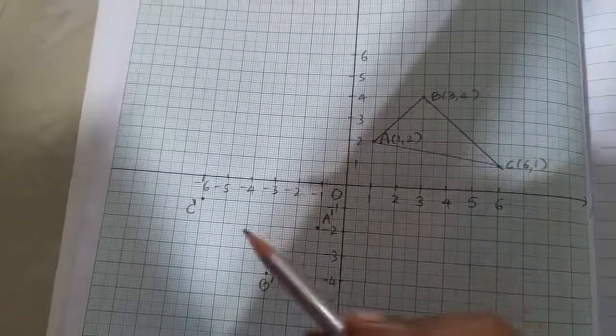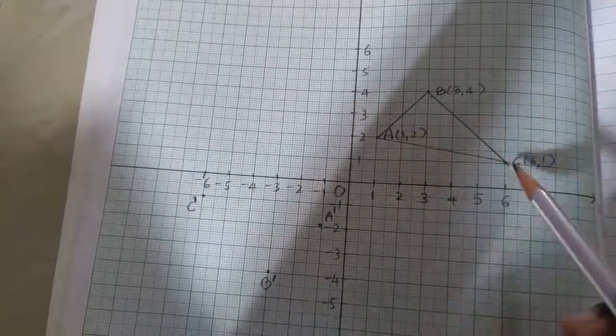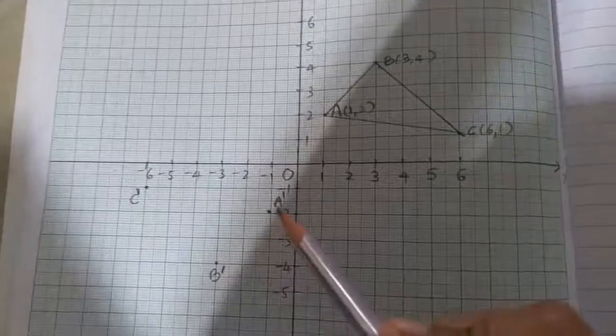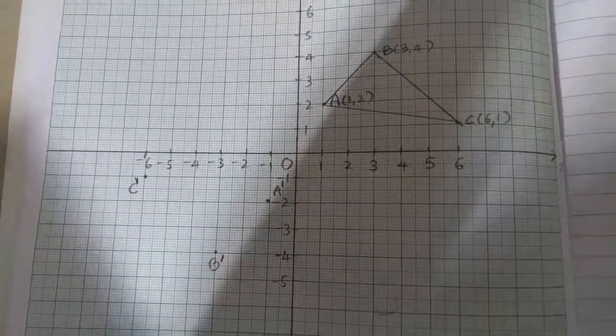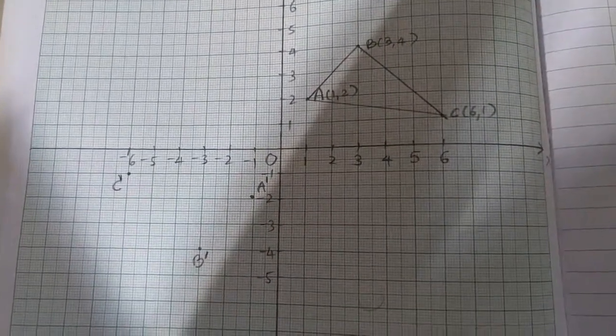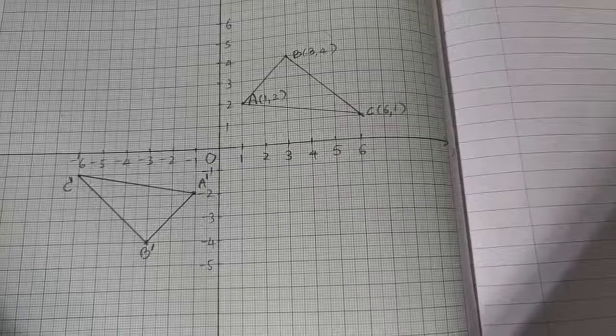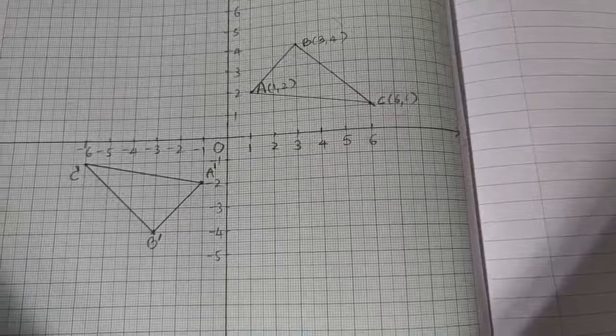Always try to give another name when you reflect the points A, B, C. So the reflections are A dash, B dash and C dash. Now I join these points using a scale. Now you can see A dash, B dash, C dash, another triangle I found.